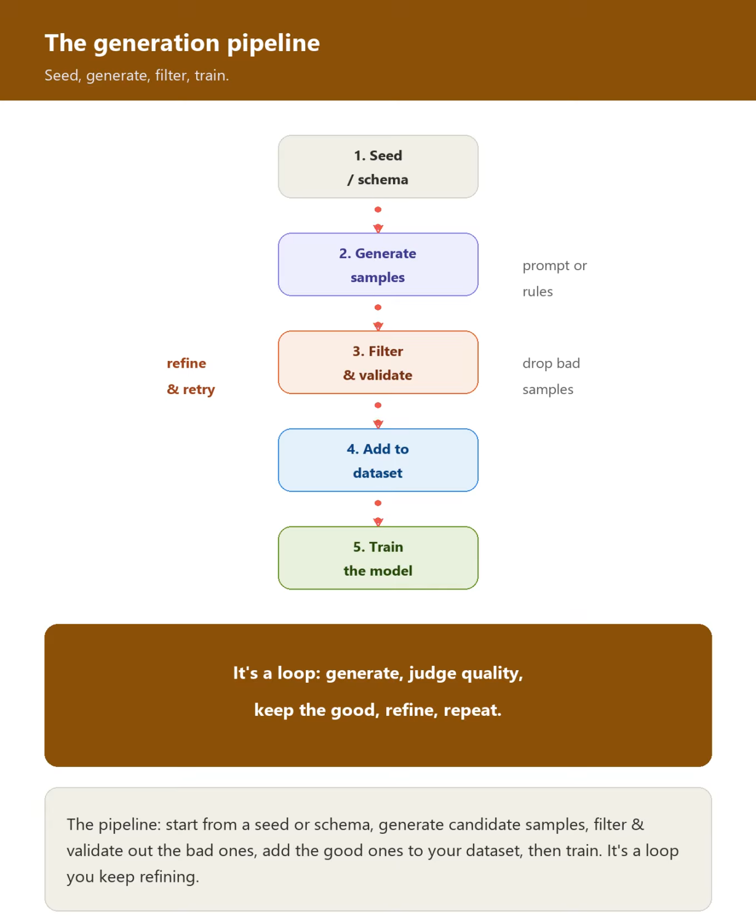Here's the typical pipeline. Start from a seed or schema, generate candidate samples, filter and validate the bad ones out, then add the good samples to your dataset and train. It's a loop you keep refining.